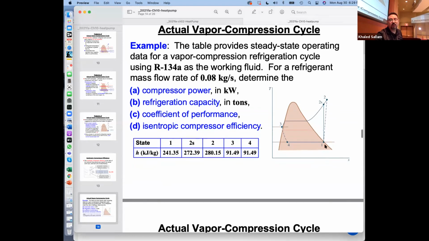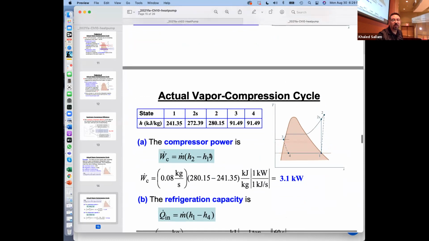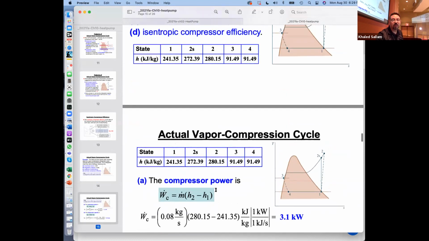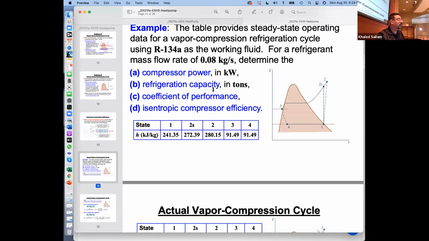So compressor power, m dot times H minus H, which H? H2 minus H1. I got H2 over here, I got H1 over here. And I multiply by m dot. Okay, here, compressor power: m dot times H2 minus H1. Refrigeration capacity in ton. So that ton, you will hear this all the time if you are working in the refrigeration or HVAC industry, the unit they use is ton. They don't use kilowatt or horsepower, right? Or megawatt. No, they always work in ton.